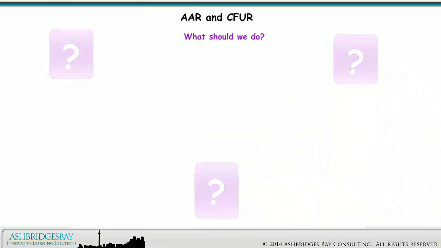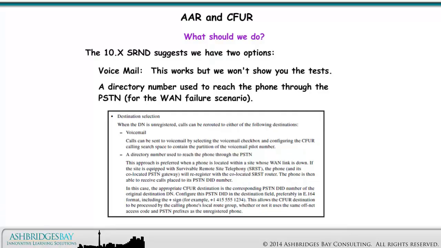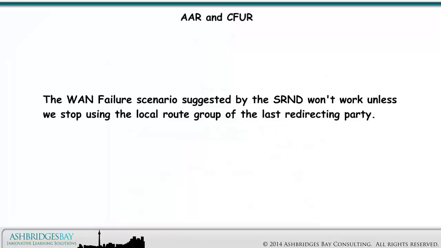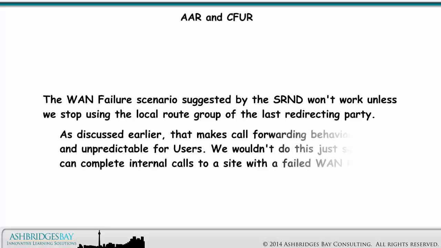What should we do? The 10.x SRND suggests we have two options. Voicemail. This works, but we won't show you the tests. And a directory number used to reach the phone through the PSTN for the WAN failure scenario. We surely have a third option, other internal or local numbers. The WAN failure scenario suggested by the SRND won't work unless we stop using the local route group of the last redirecting party. As discussed earlier, that makes call forwarding behavior bizarre and unpredictable for users. We wouldn't do this just so that we can complete internal calls to a site with a failed WAN link.